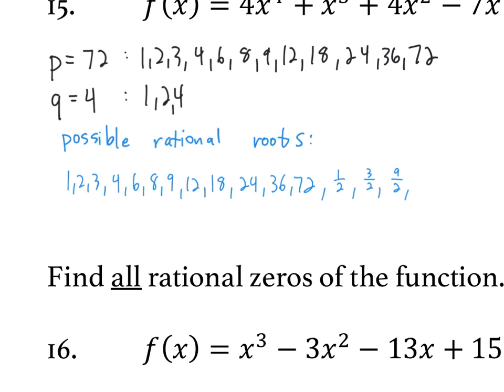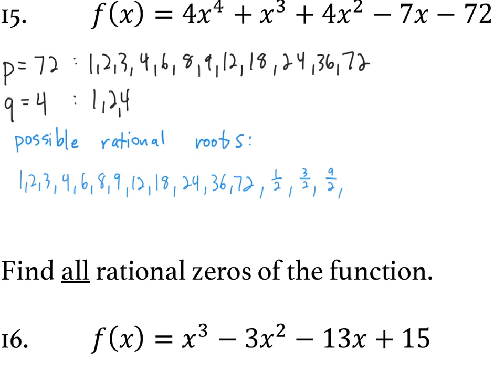Now we'll divide each by 4. So 1 divided by 4. 2 divided by 4 is a half, and we've already got a half. 3 divided by 4. 4 divided by 4 is 1, and we've already got a 1. 6 divided by 4 is 3 over 2, and we've already got a 3 over 2. 8 divided by 4 is 2, we've got that. 9 divided by 4, I don't think we have one of those. And then we have the rest.